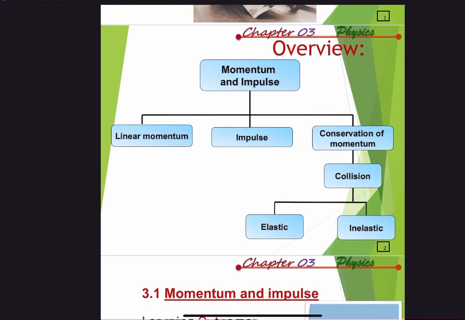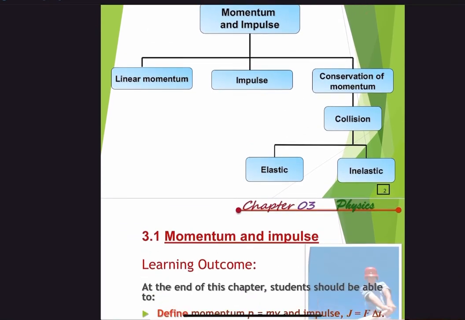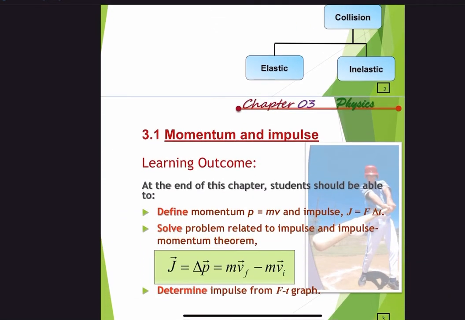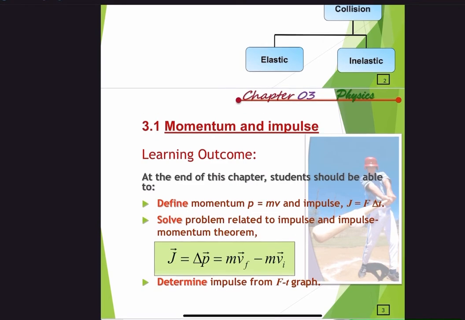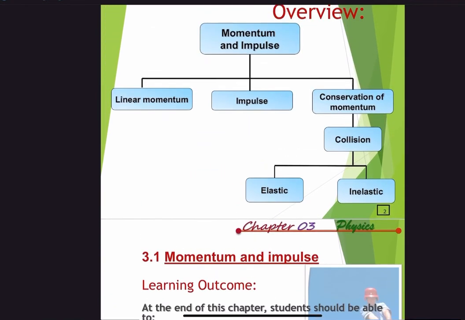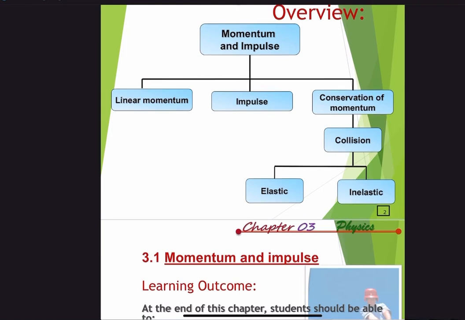For an overview of the whole topic, we will discuss momentum and impulse. First we try to understand what momentum, impulse, and conservation of momentum actually are. For the conservation of momentum, we focus on collisions, and we have two types of collision: elastic and inelastic.